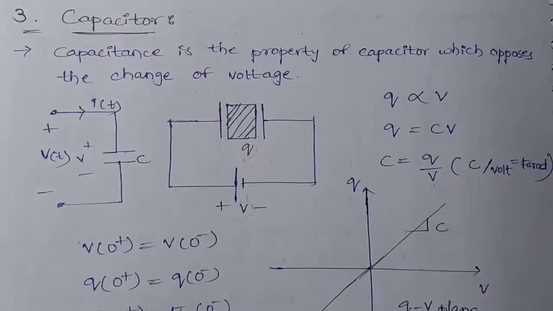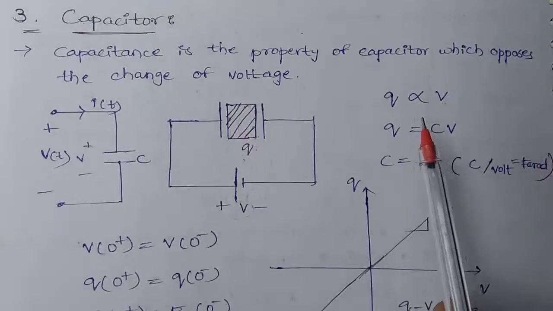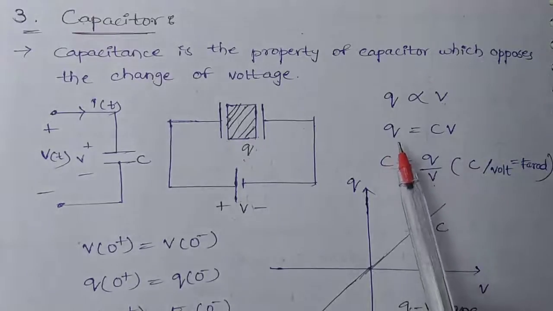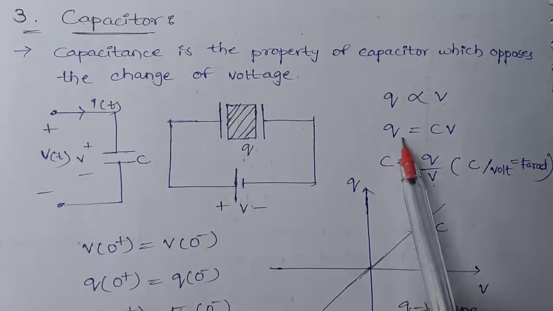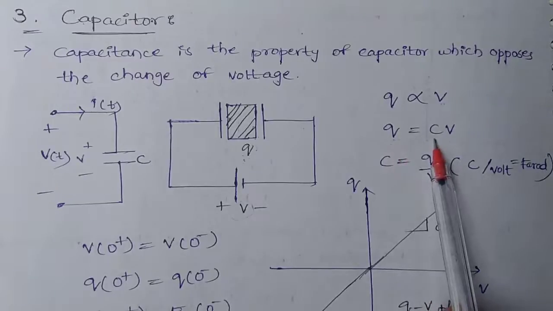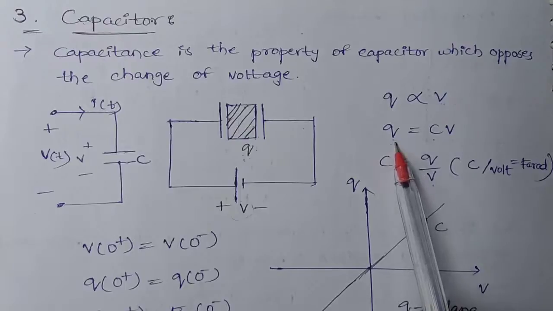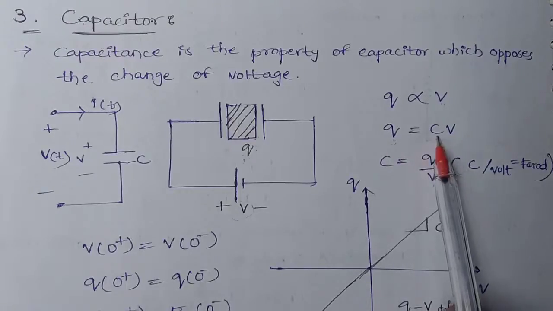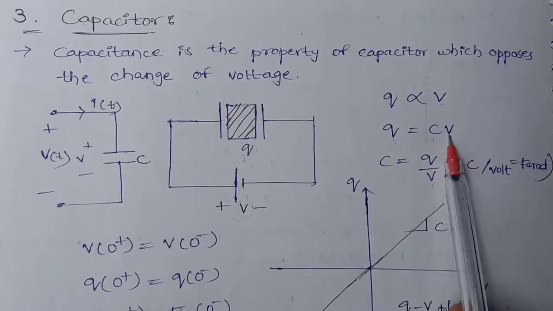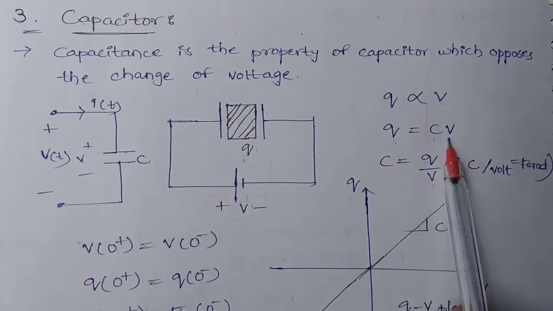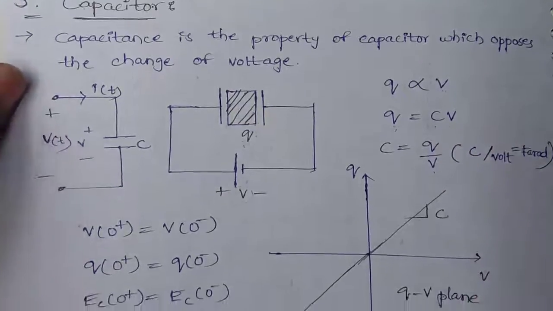Now, if I want to plot a characteristics for capacitor, how we will find that? Now look at this equation. This is in the form of y is equal to mx. That means we can see that y value as Q, m value which is our slope as C, and x value as V. If I try to plot a characteristics in QV plane, what we will get?